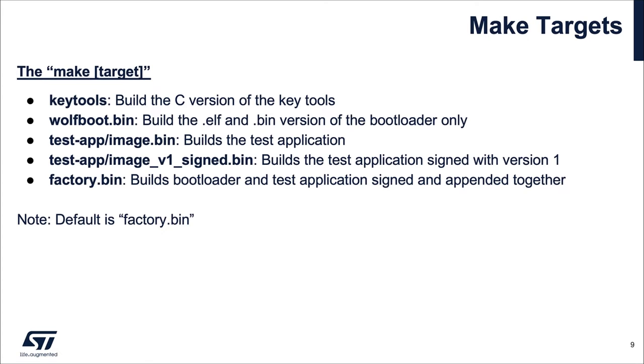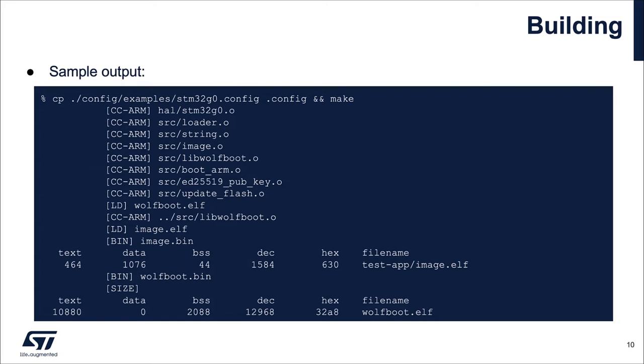So it's a makefile based system. There are these different targets. One thing we have is the key generation and signing tools. By default, it'll use our Python version of those, which requires our wolfCrypt Py module. I recommend just doing make keytools to build the C versions first. And then the default make does a factory.bin, which builds the wolfBoot binary and the signed application, and combines those together into something you could use in the factory. And this is an example of the output.